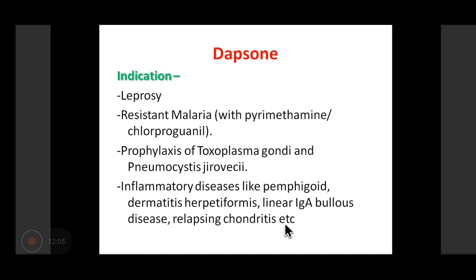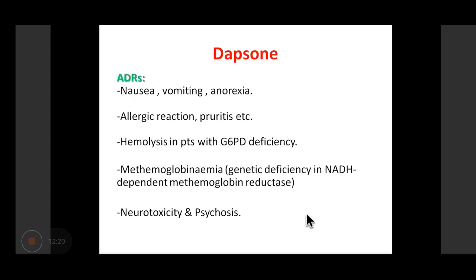So one thing you need to remember, the spectrum of dapsone is broad spectrum antimicrobial. So it has antibacterial, antiprotozoal, antifungal property as well, and additional anti-inflammatory property. Hence it is a very good drug in treatment of leprosy. There are a few ADRs like nausea, vomiting, anorexia, which are very common. GIT ADRs are very common with all the drugs. So this you already know.